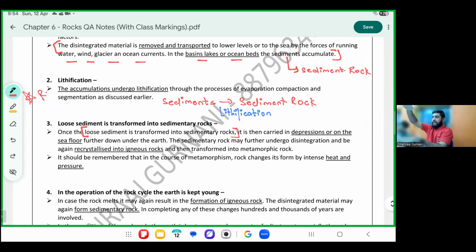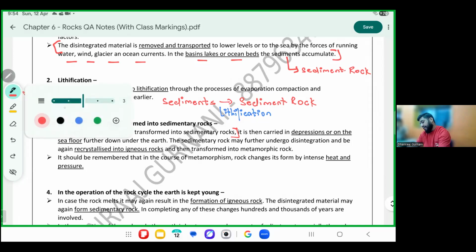The layers are now squeezed into a rock. They were segments, they were sediments, or they were layers. Now they are squeezed into one rock. That's what point number 3 says. The loose sediments are now transformed into a sedimentary rock.